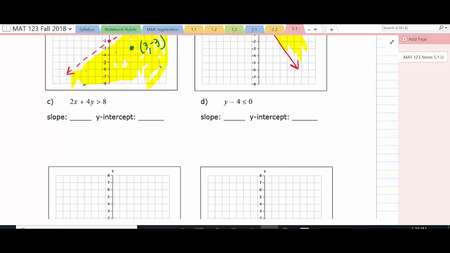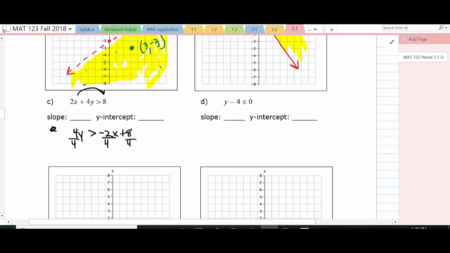For this one, what you want to do first of all is solve this equation for y. It's not solved for y like the other one, so we're going to move the x to the other side. So we're going to have 4y greater than -2x plus 8. Then we can divide both sides by 4.